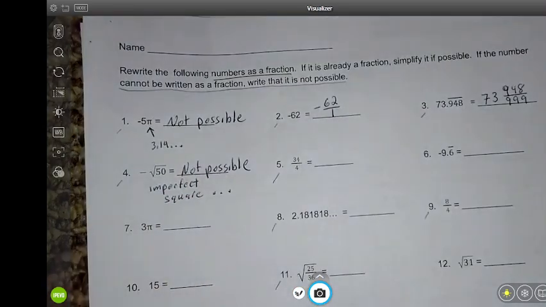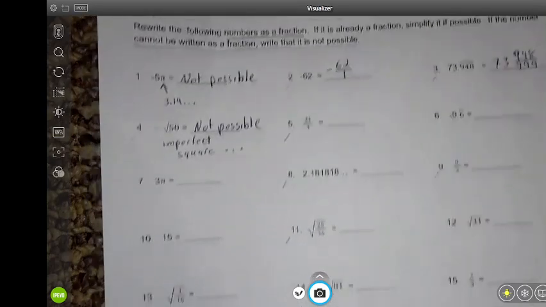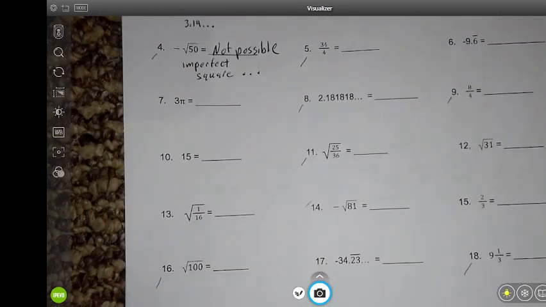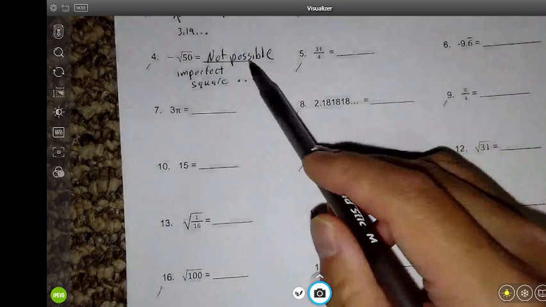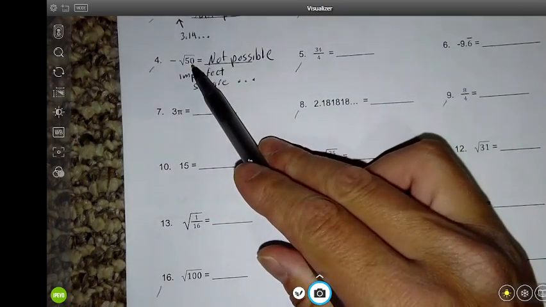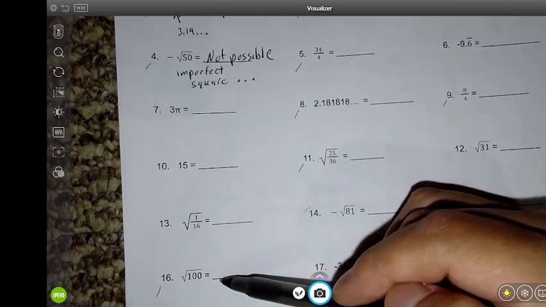Okay, I want to compare that to number 16. I'm going to jump to number 16 here. That's another one I want to do. Alright, so number 4 was not possible, an imperfect square. Okay, let's look at number 16.